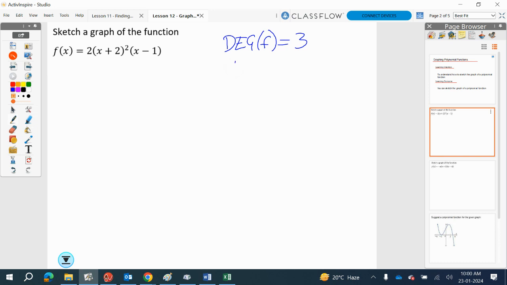What is the lead coefficient? 2. No, 2x. Oh, sorry. 2. The lead coefficient is 2. What is the y-intercept constant?